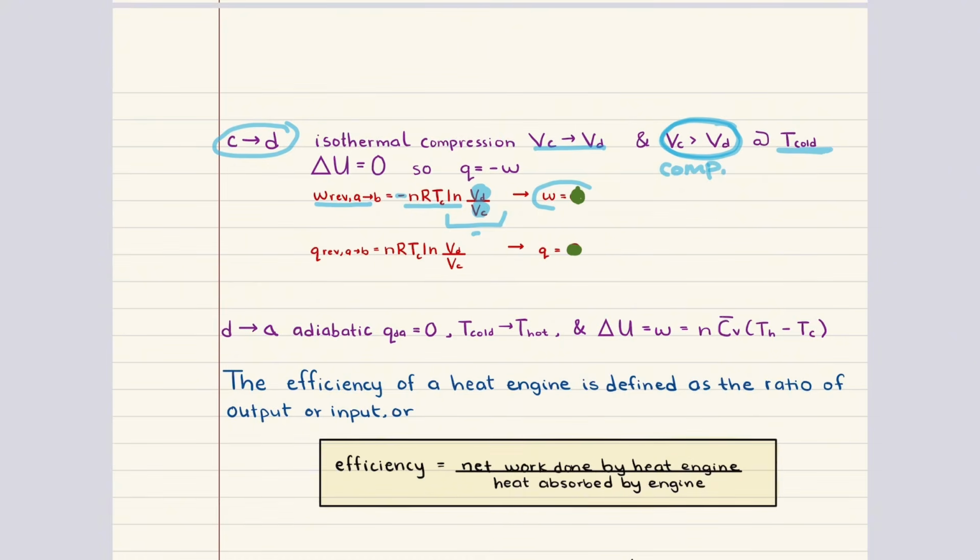The rejected heat is going to equal the opposite sign, positive nRT cold times the natural log of VD over VC. Again, that log term is negative. A positive sign multiplied by this negative sign means that the overall quantity for the heat is negative. So the work we put into the gas leaves as heat to the cold sink.